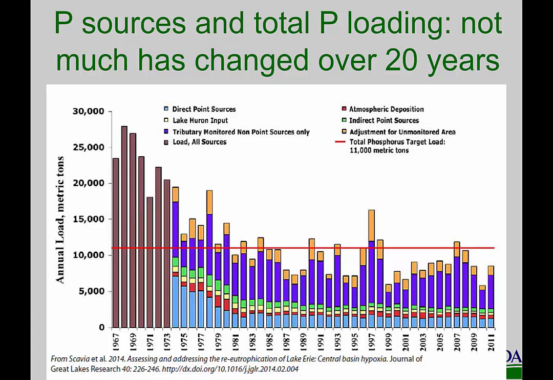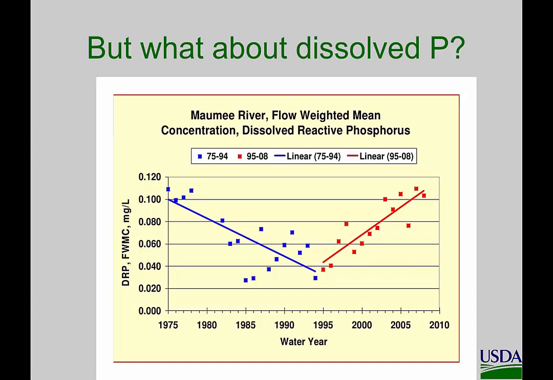And ever since then, our total phosphorus losses to the basin, including both point and non-point sources, has been pretty good. You can see in the past 20 years, total phosphorus losses has not changed very much. However, look at the dissolved phosphorus losses. So total is particulate plus dissolved.